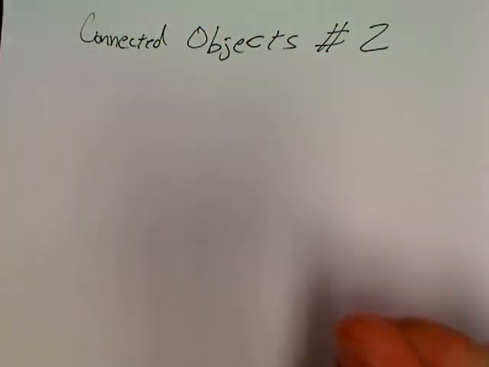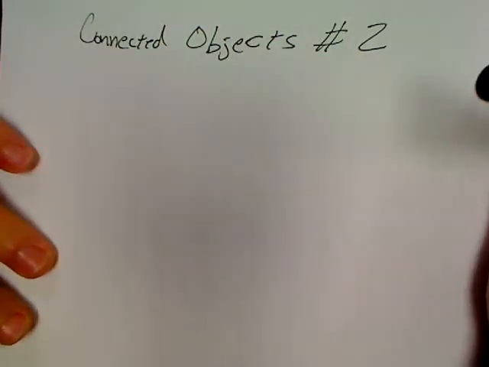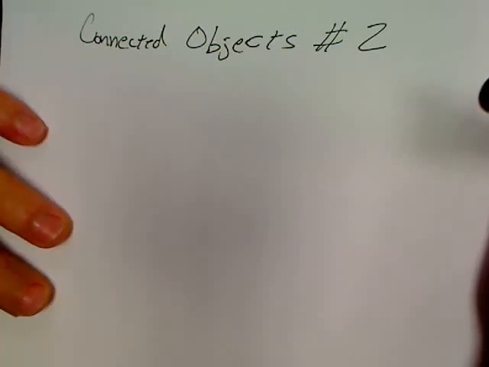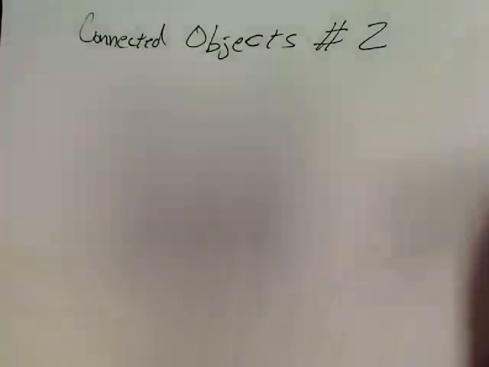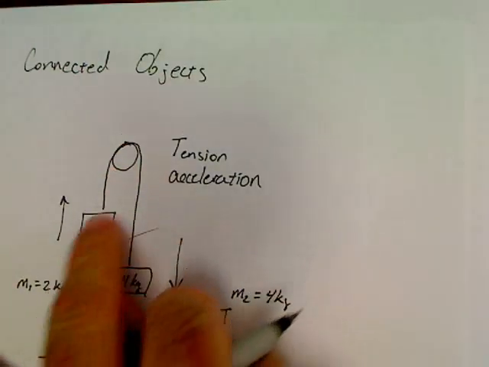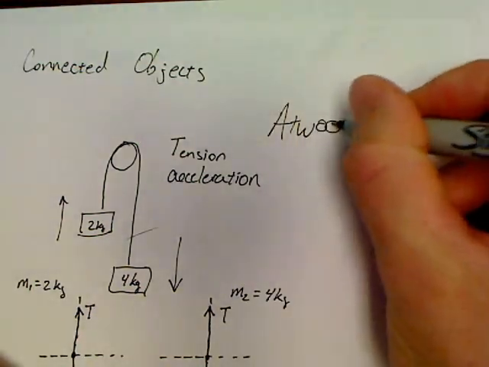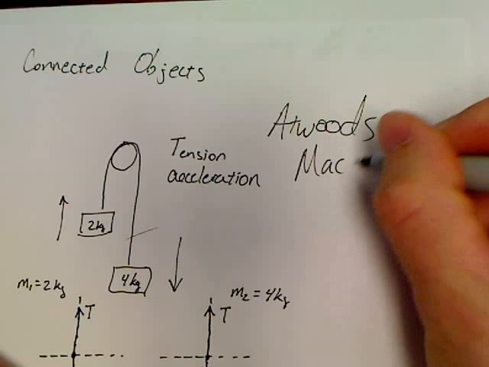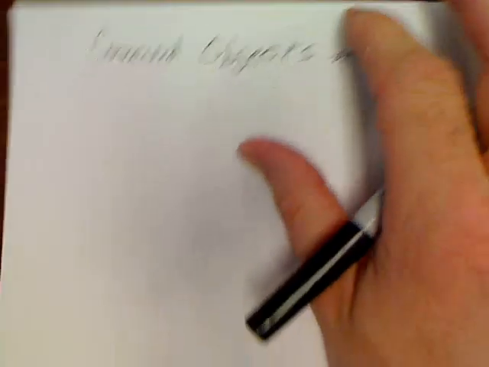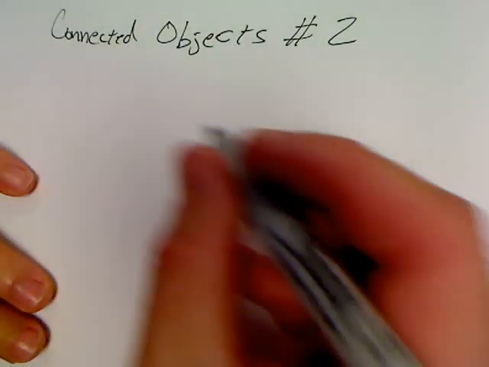Alright, this is my connected objects number 2. We kind of already went over it, but the last type of problem I showed you was the one we worked, this basic type, an Atwood's machine. Sometimes some people call this a modified Atwood's machine. It's also a pretty common physics lab.